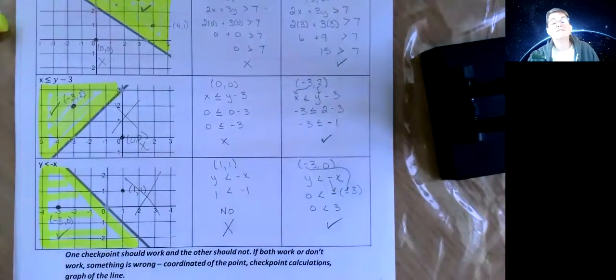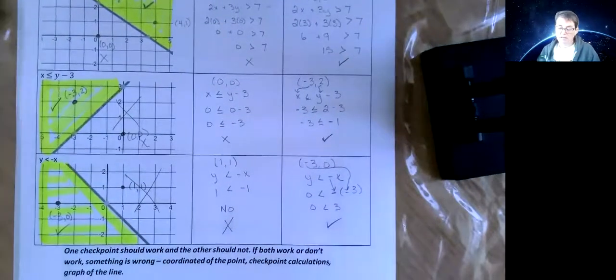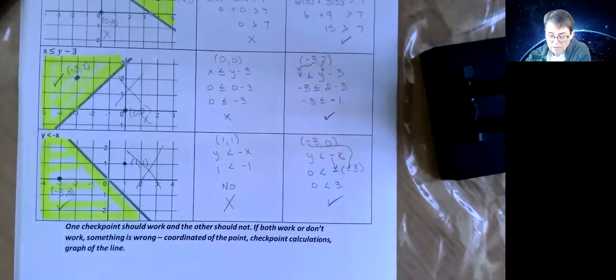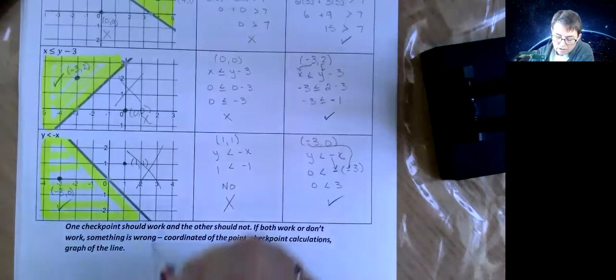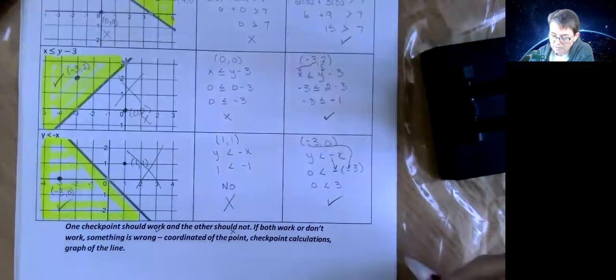It's what's called the feasible region. And a little important note here at the bottom. When you're doing this, one checkpoint should work and one shouldn't. So a yes and a no. If both work or both don't work, something went wrong.